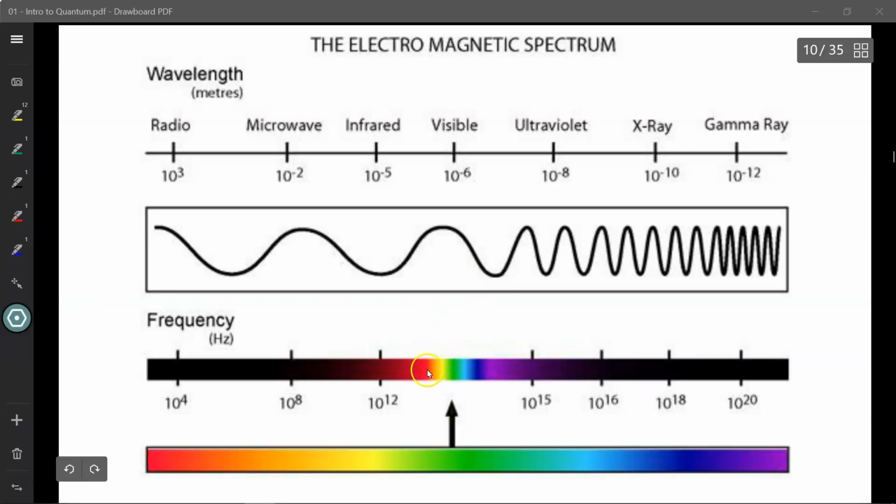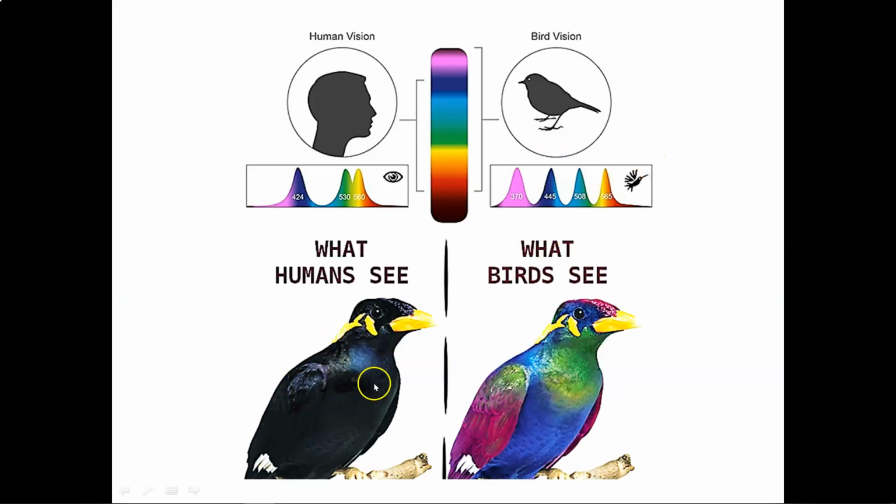Now, visible light is the part of the EM spectrum that our eyes can detect. Other animals have organs that allow them to see or detect into the infrared and ultraviolet range. So while we would only detect a few patterns in the feathers of this bird, other birds who can see into the ultraviolet range can detect a lot more colorful patterns than we could.